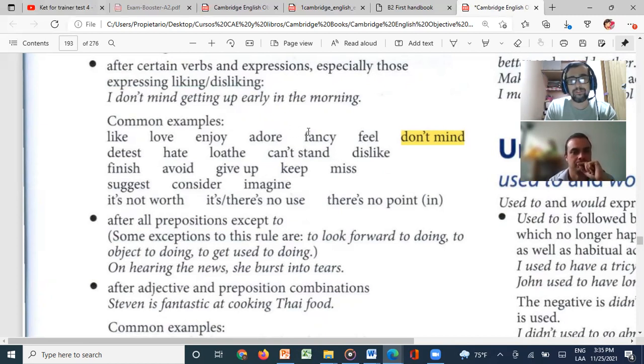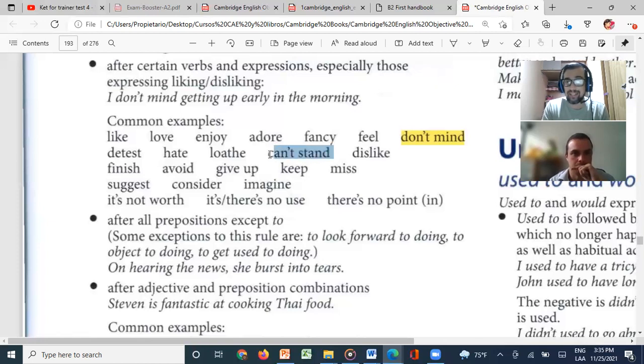Let me see. For example, fancy is desire, right? So you can say, for example, I fancy traveling to Europe, right? It's like the same thing as I desire, right? Or I adore. So all these verbs, you need to use ing, right? So you can say, I can stand also.